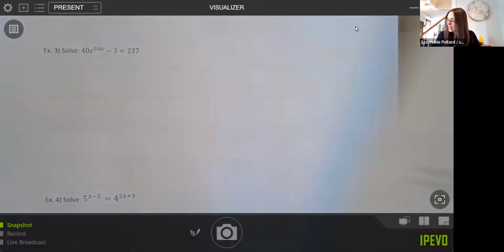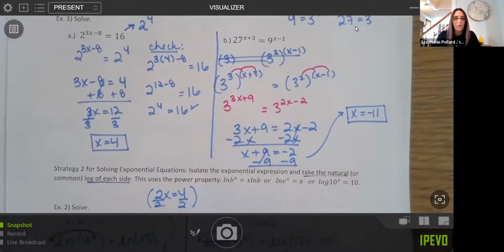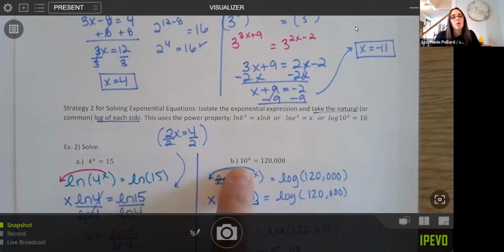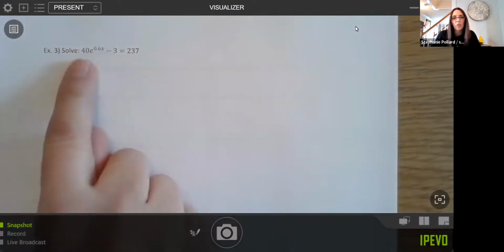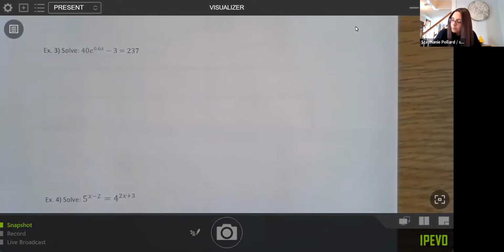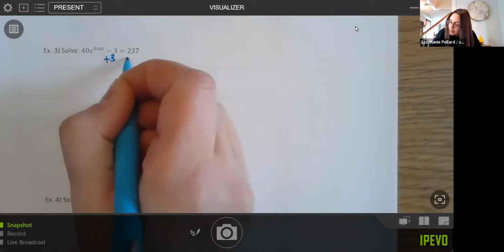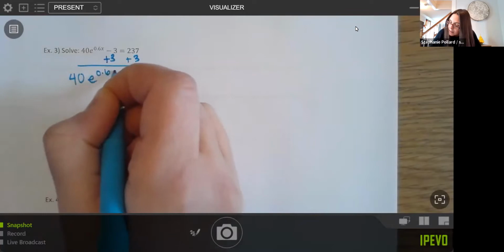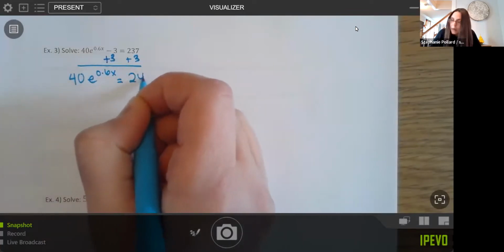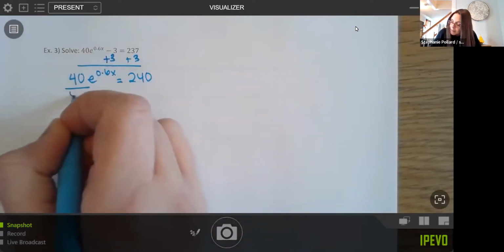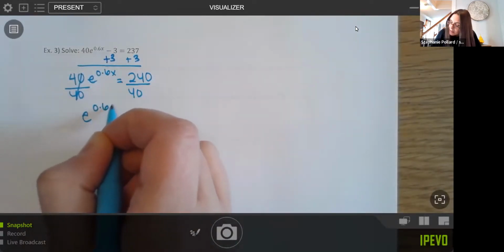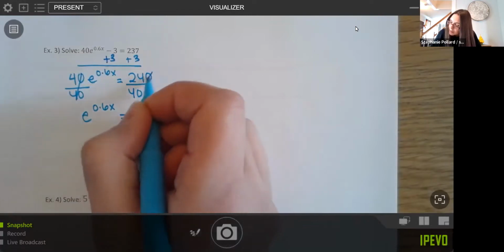If you look at the last couple of examples that we've had, you do have that exponential piece by itself. So if you find that you have an equation where you have just one exponential and there's a lot of other stuff going on, you really want to try to clean that up first. So I'm going to start by adding that 3 to both sides. So I have 40e to the 0.6x equals 240. And then I'm going to divide both sides by 40. I have e to the 0.6x is equal to 6.